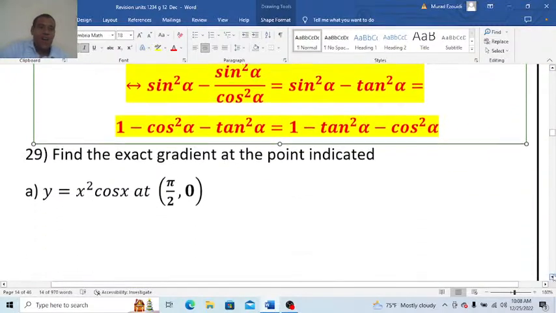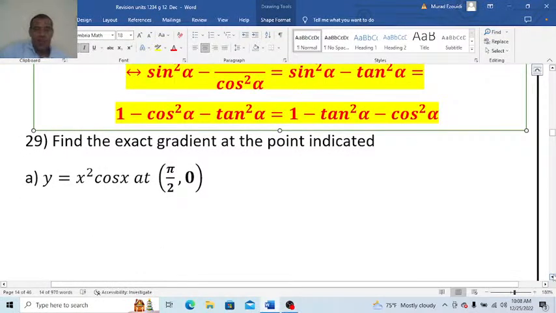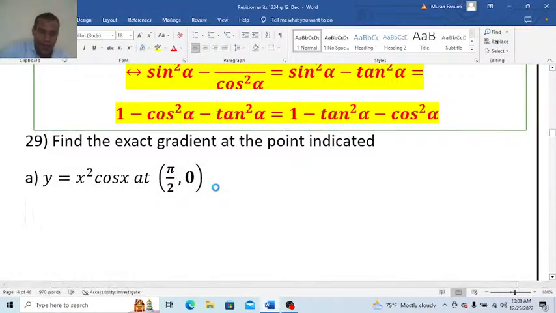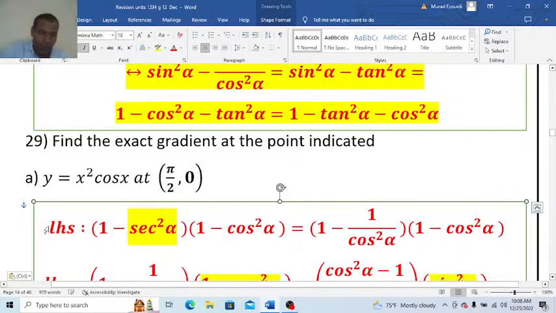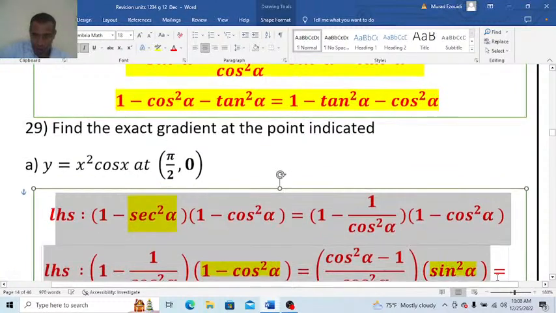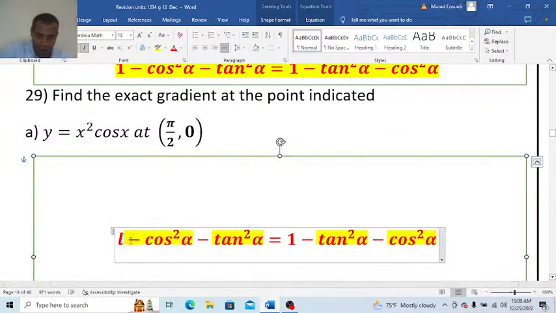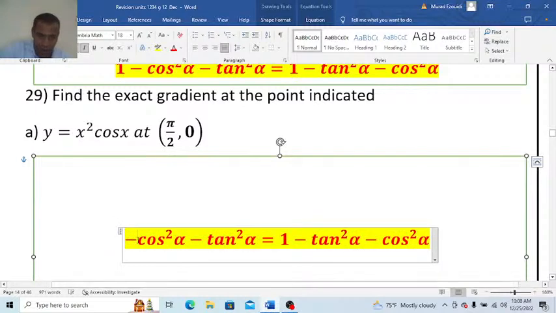The question is, find the exact gradient at the point indicated. Now we have the equation y equals x squared cosine x at P of 2, 0. We are going to find the gradient. Now learners, I will erase all of this.